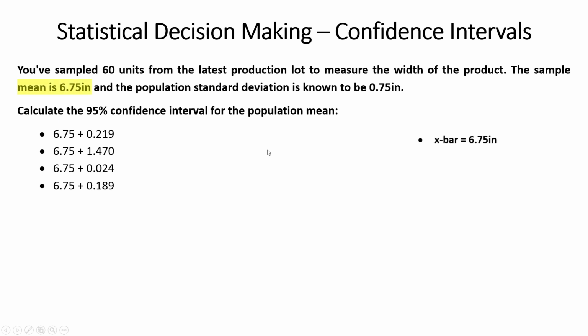So let's go through this and let's look at what we know. We sample 60 units, okay, and we're measuring the width of the product, and the sample mean value is 6.75, so we know X bar. And we also know the population standard deviation is known, and it's 0.75 inches. We also know that our sample size is 60 units, and we want to calculate the 95% confidence interval. So here it's pretty easy, right? The question tells you what type of question it is. We want to know the confidence interval, the 95% confidence interval.